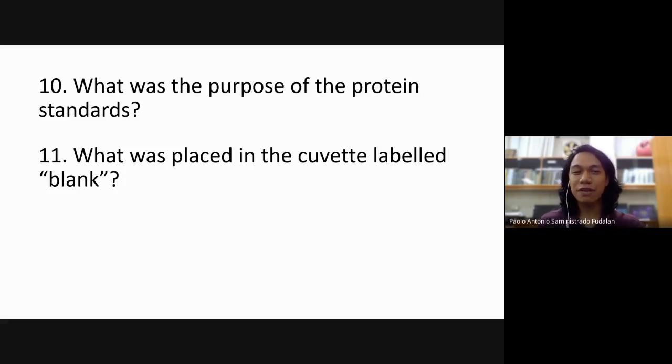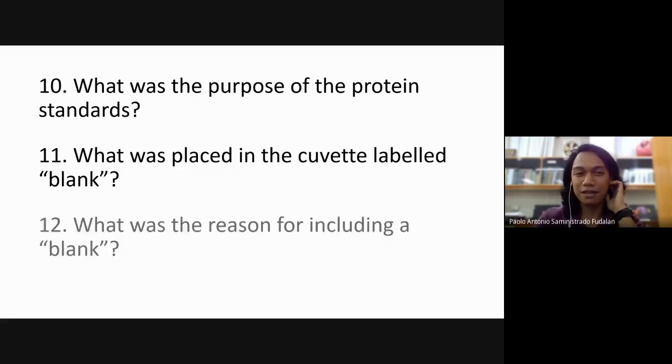So in the blank cuvette, you have the buffer, you have the reagent, but you did not put any protein samples, diba? Because that's our negative control. You're familiar with experiments. So in order to know if you're really successful, if the change is really because of that particular variable, you need to remove it from your control. So we remove the presence of protein in the blank. We only place the reagent and the buffer. Okay. So that's what's in the blank.